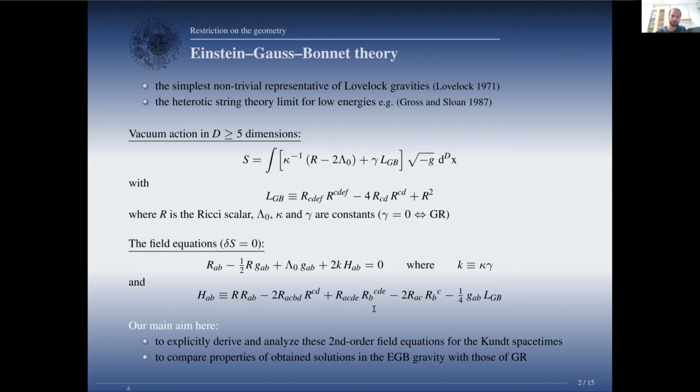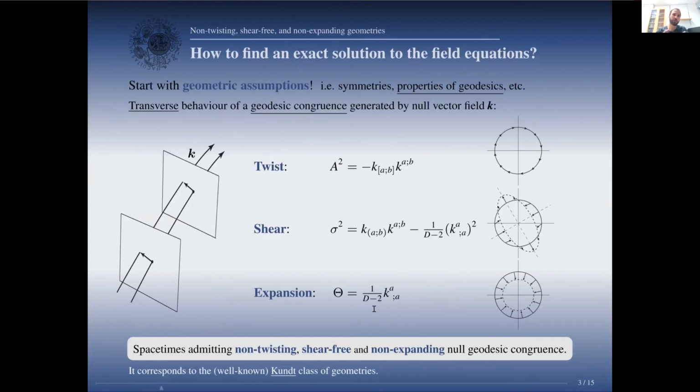Second order is by definition of the Gauss-Bonnet theory for the Kundt spacetimes. I will tell in a minute what the Kundt spacetimes are, and compare properties of this solution with those of GR, because Kundt spacetimes, you probably know, PP waves are very important solutions in GR, I would say. Okay, so we would like to find exact solutions.